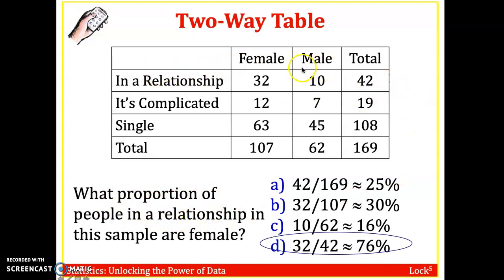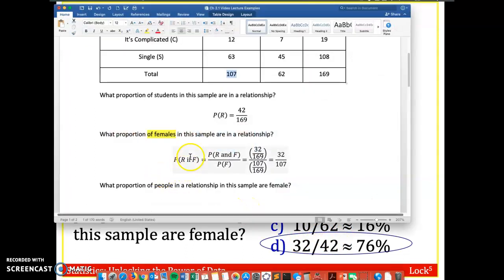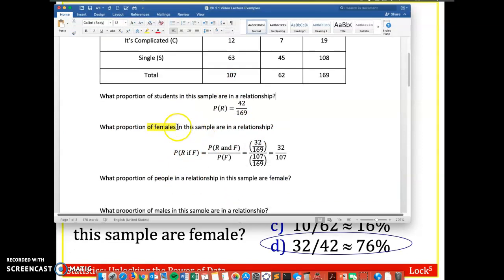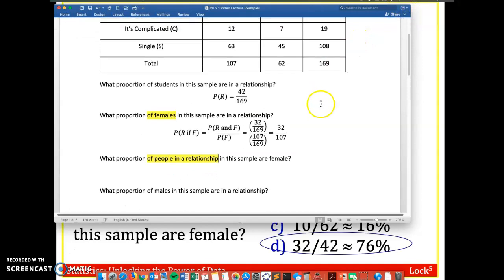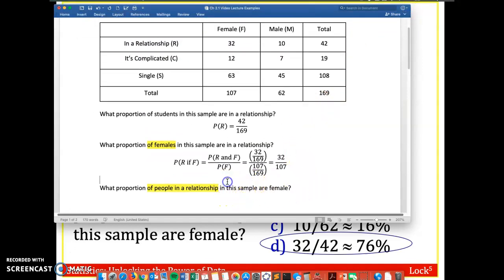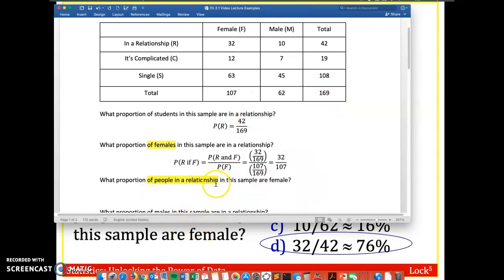So all the people in a relationship, now I'm only concerned with this first column, the in relationship, in this first row, this in a relationship row. There's 42 total in a relationship, and now how many of them are female? That's 32 out of 42. So notice the answer to the last problem has the same numerator, but a different denominator. So in this one, I would say of people in a relationship. That's kind of the key word here. So of the people in a relationship, that's the denominator we want to look at.